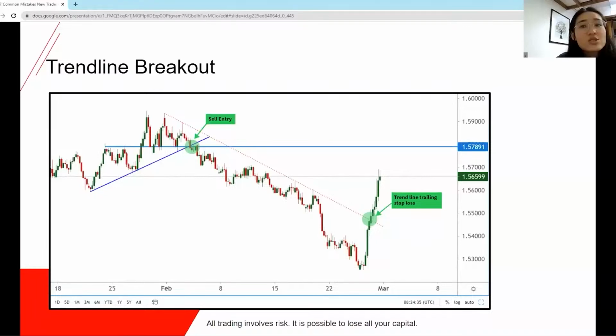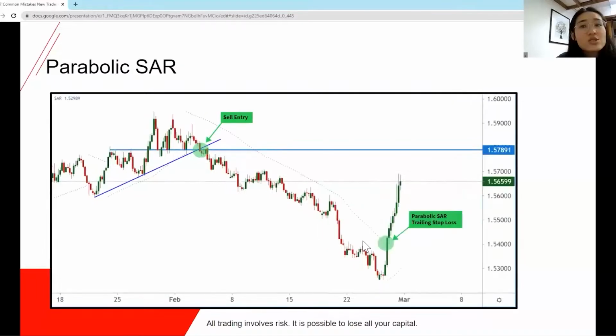Okay, and next we have parabolic SAR. As price touches the indicator, we are stopped out. It protects us from large movements such as this, and it ensures that we still maintain minimal losses.